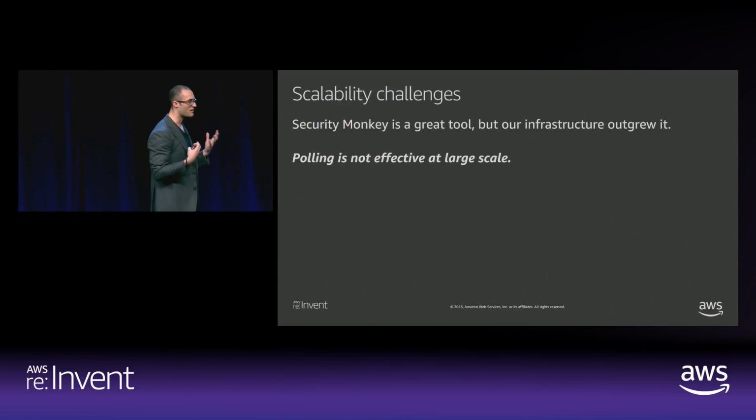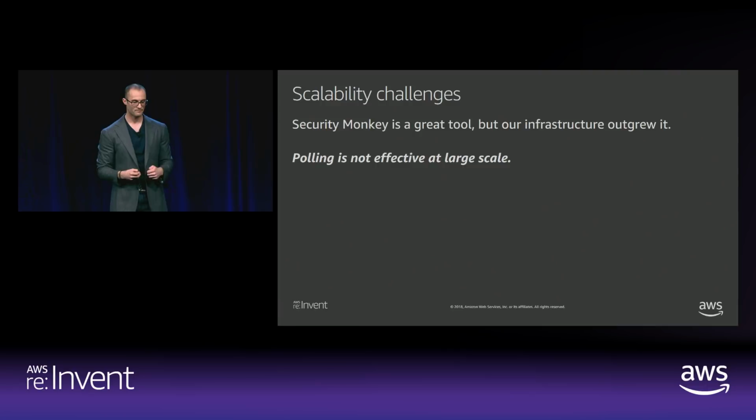But really, the biggest problem we have is just scalability. SecurityMonkey is a great tool. The changes I made to it earlier this year make it even better for more customers. But our infrastructure has outgrown it and continues to outgrow it. Really what this means is that polling is not effective at our scale. It's just not a good way of getting inventory with the size of environment we have.